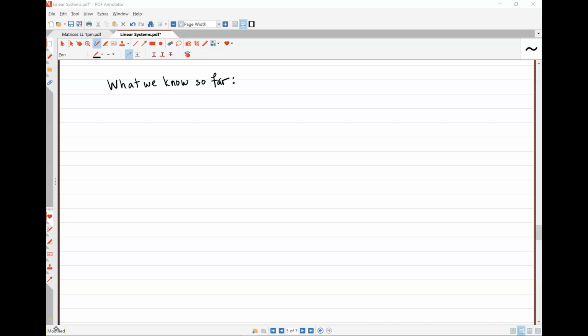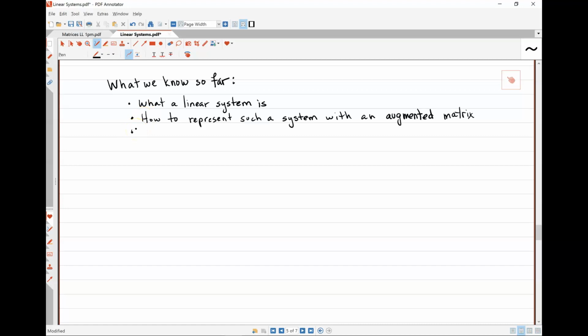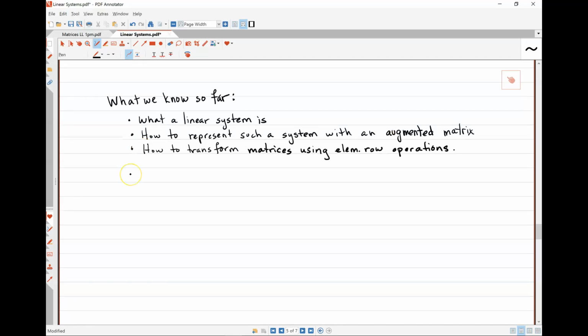Okay, so I think it's worth pausing for just a minute before we talk about the next thing and think about what we know so far. So we know something about what a linear system is, and we know how to represent a linear system with an augmented matrix. And we know how to perform these elementary row operations that transform the matrix without changing the solutions to the linear system that the matrix represents. Okay, so why are we wanting to do all of these things?